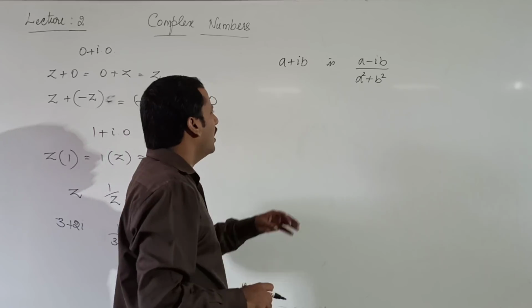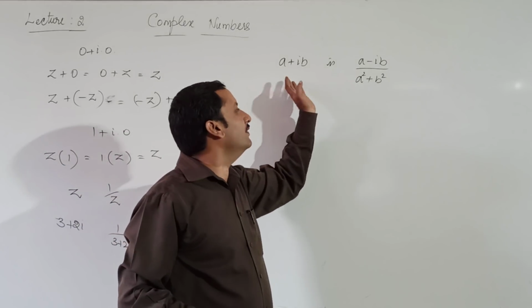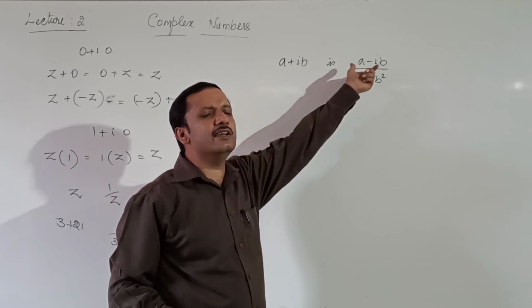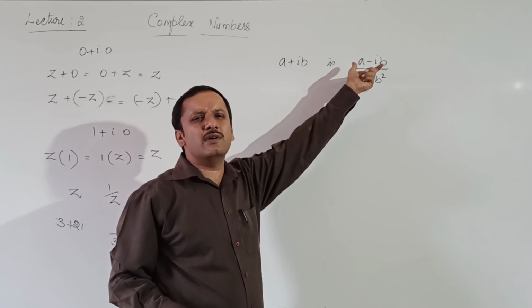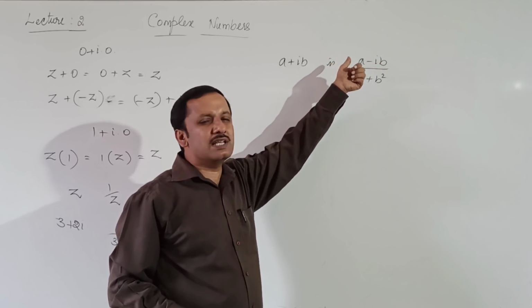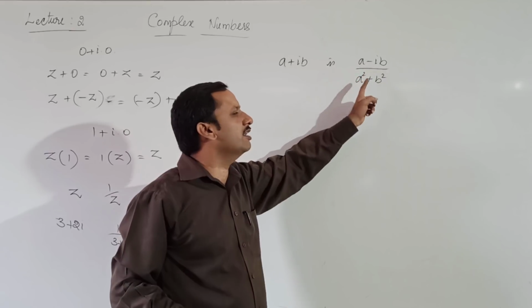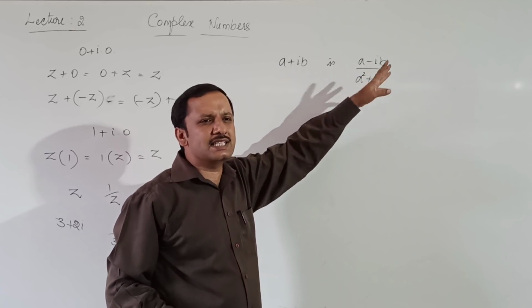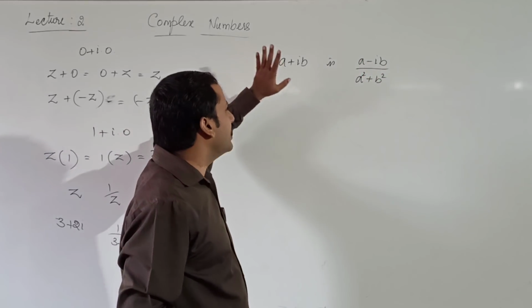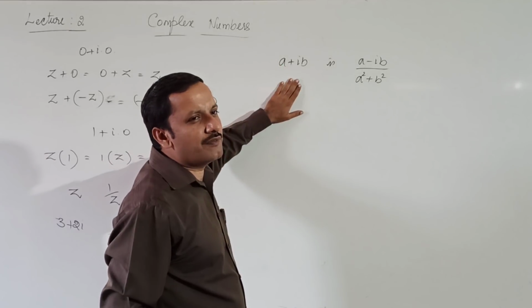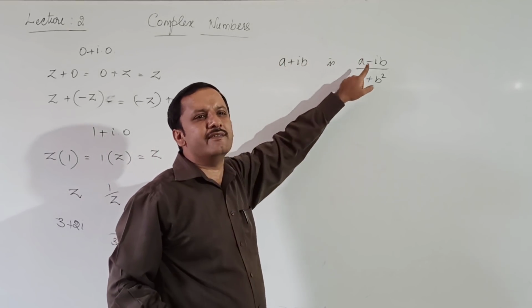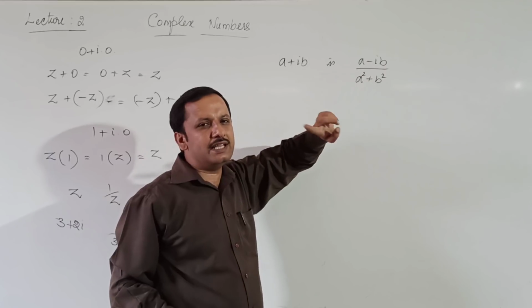How is it so? How is it true? Because the product of these two, if I multiply these two, a plus ib into a minus ib will give you a square minus i square b square. i square is minus 1, so it will become a square plus b square. Denominator is also a square plus b square. That gets cancelled, so you get 1. So remember that the multiplicative inverse of a plus ib is a minus ib divided by a square plus b square. Very easy to remember.